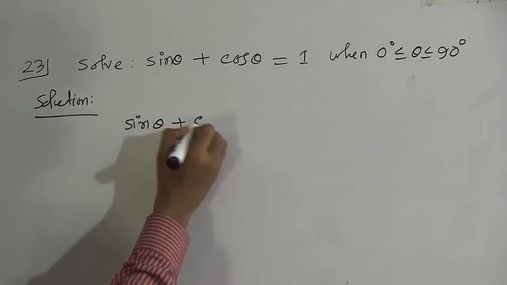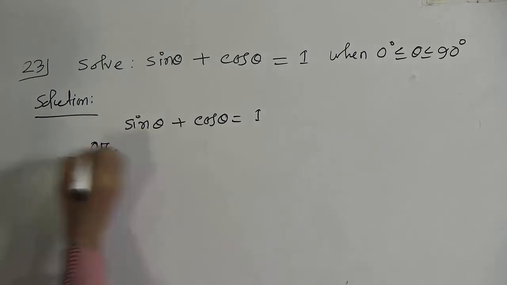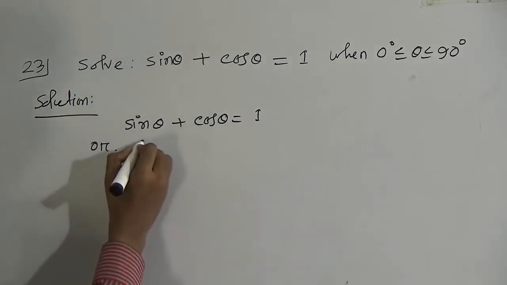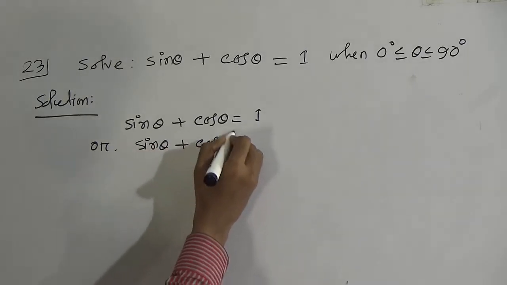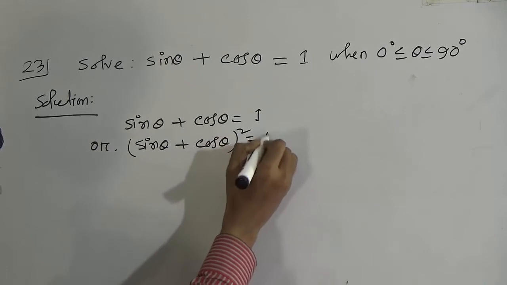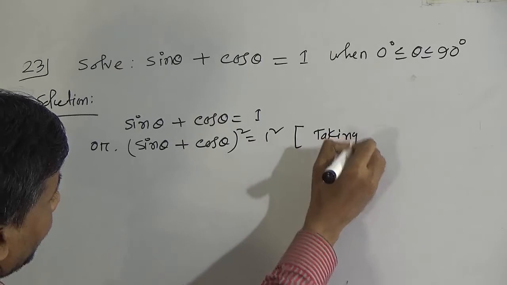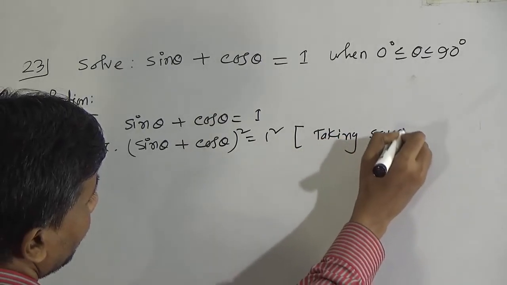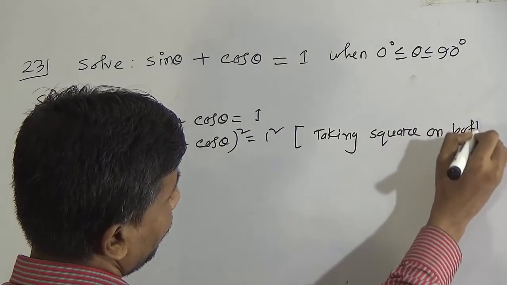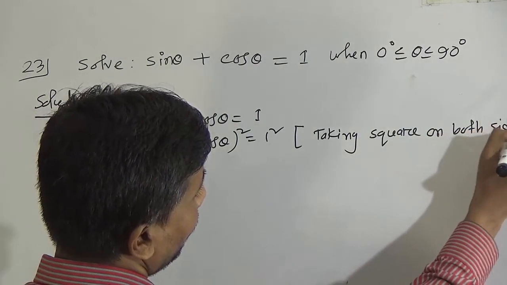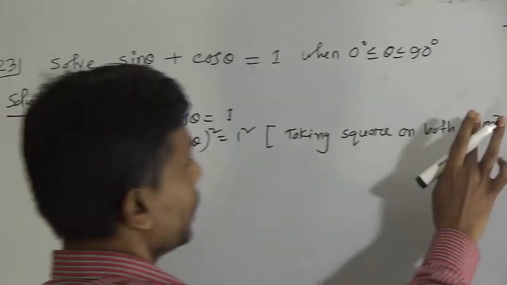Sin theta plus cos theta equal to 1. Taking square on both sides, sin theta plus cos theta equal to 1, right? Taking square on both sides.